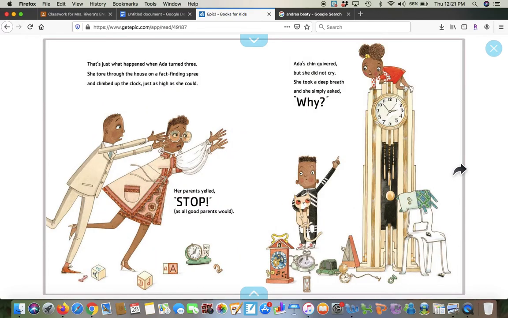That's just what happened when Ada turned 3. She tore through the house on a fact-finding spree and climbed up the clock just as high as she could. Her parents yelled, "Stop!" as all good parents would. Ada's chin quivered, but she did not cry. She took a deep breath and she simply asked, "Why?" So her parents are telling her to stop, and Ada is asking, "Why? Why do I have to stop?